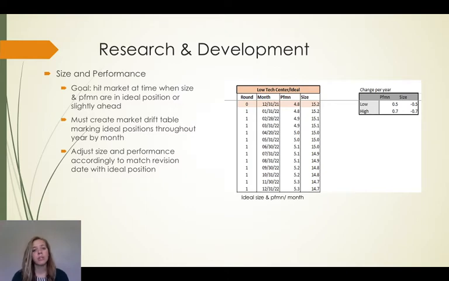So from that, we used an Excel sheet and created formulas that showed the ideal performance and size for each month within those years. And after doing that, we would just adjust the size and performance accordingly to match the revision date with the ideal position.